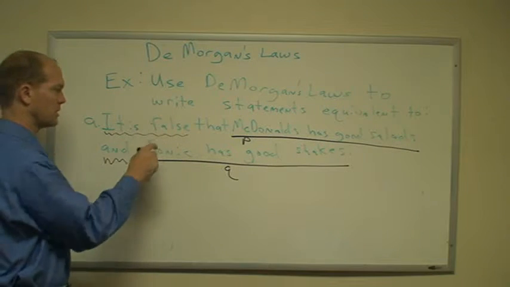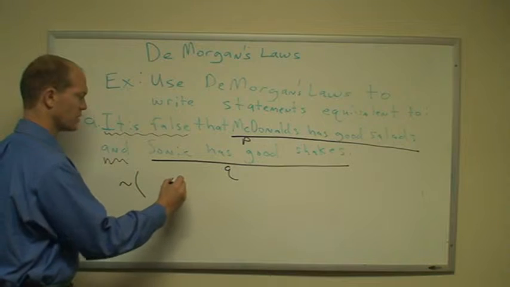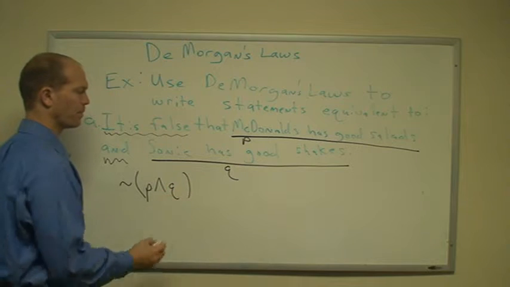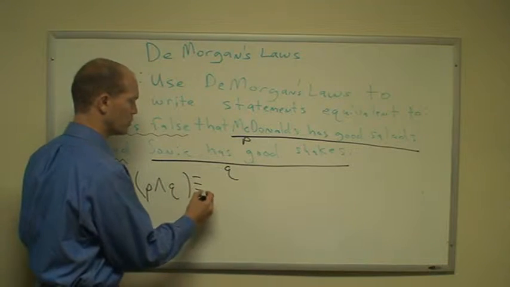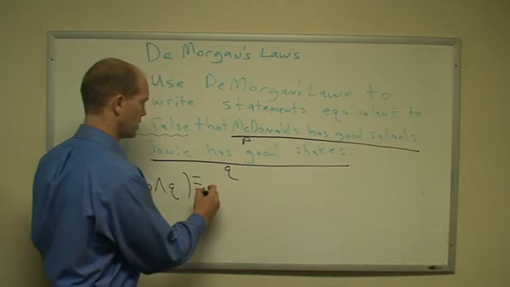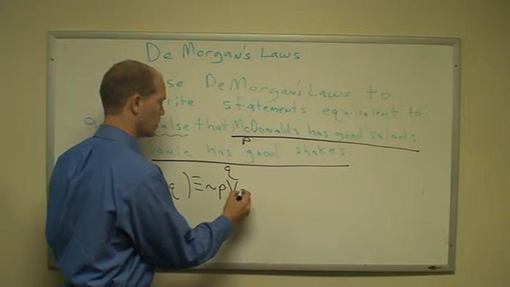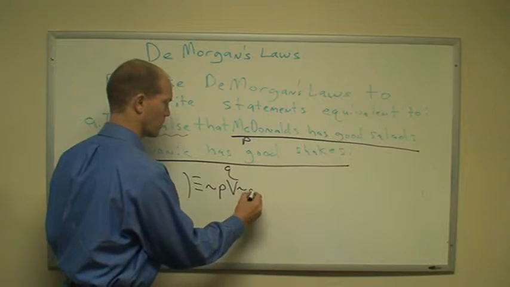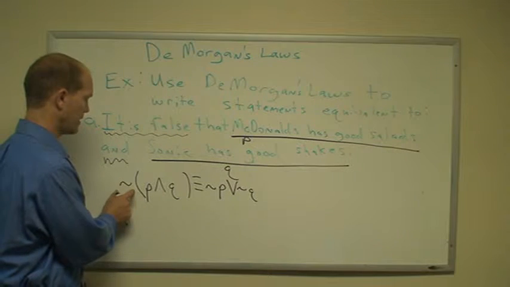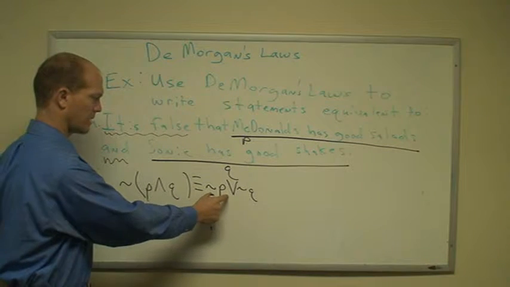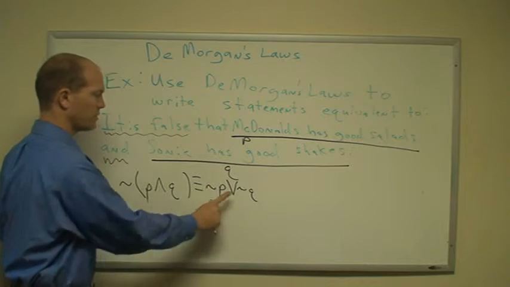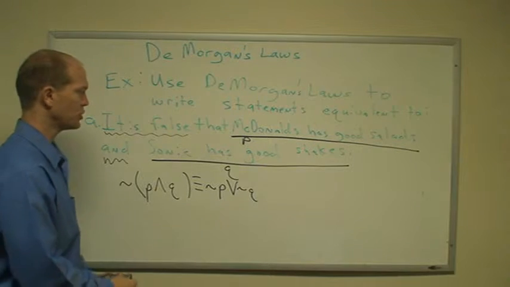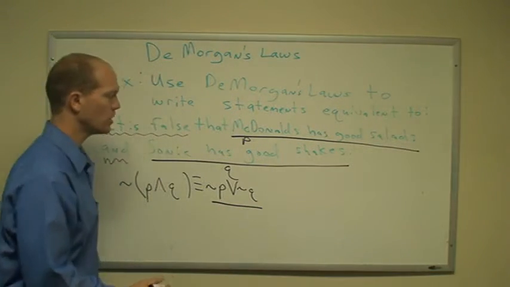So in symbols, this it is false should be the negation of something in parentheses. I've got the P and Q. So this should be equivalent to, using De Morgan's laws, the negation of P or the negation of Q. Again, the idea with this is that I can extend this negation to P. That gives the negation of P, the negation of Q, and it flips the sign. That is, it goes from an and to an or. Alright, so I should see that an equivalent statement should look like this.